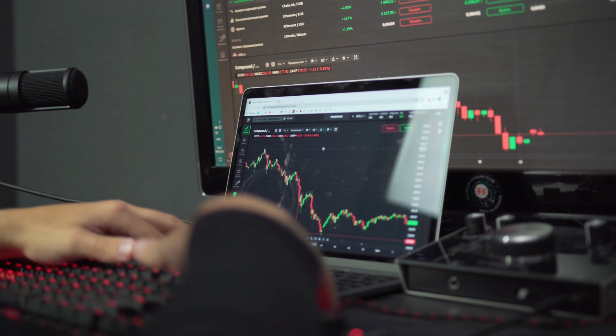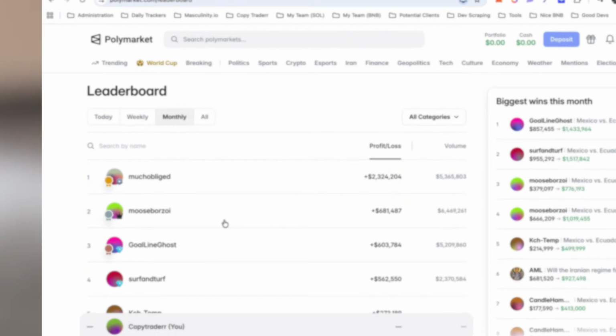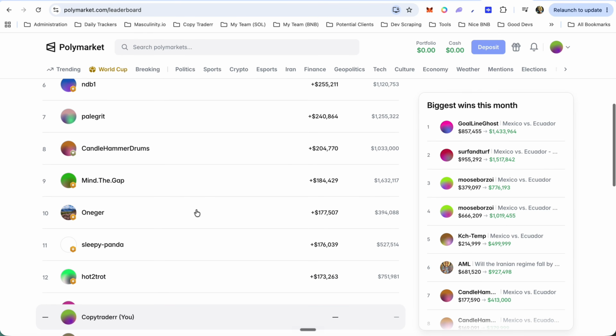Here's how to outperform any Polymarket trader while they work hard on their computer all day and you copy their trades doing whatever you want. So the first thing you need to do is find really good traders.